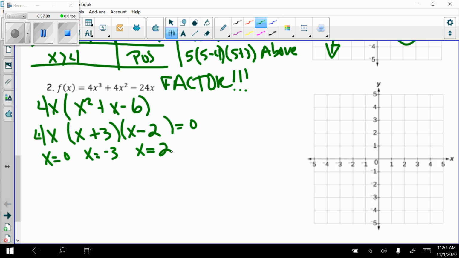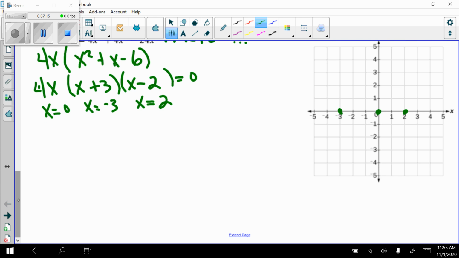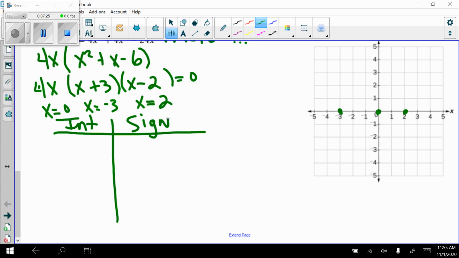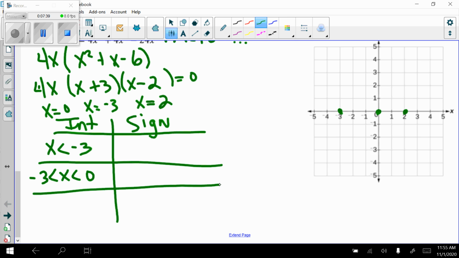So now we want to plot those on the graph: negative 3, 0, and 2. Again, now I just need to know what it is doing between each of these spots. So our intervals and our sign. I need to know what it is doing when x is less than negative 3, when x is between negative 3 and 0, between 0 and 2, and when x is greater than 2. We want to know the sign of the function in each of these spots, and that's going to tell us if our graph is above the x-axis or below the x-axis.